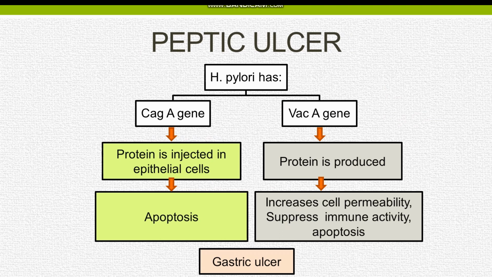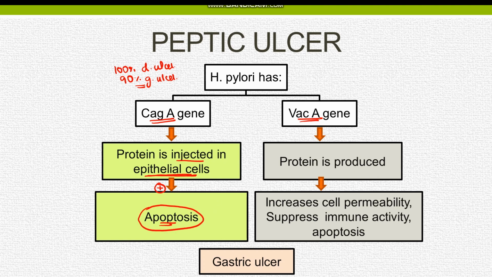So how are these ulcers actually formed? H. pylori bacteria is recovered from almost 100% cases of the duodenal ulcer and almost 90% cases of gastric ulcer. This formation of the ulcer is driven by the two genes. The first is CAG-A gene and the second is VAC-A gene. CAG-A gene produces a specific protein which is injected into the gastric epithelial cells, which through certain mechanisms induces the apoptosis of the gastric epithelial cells.